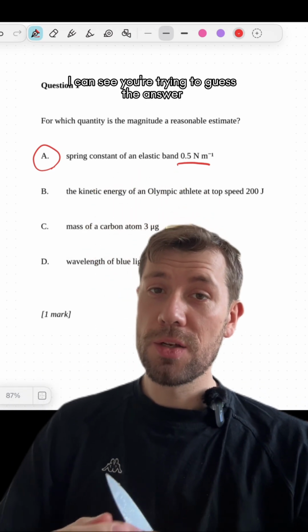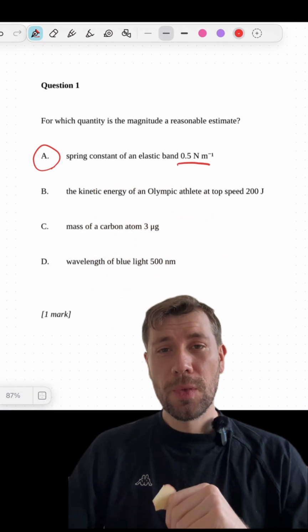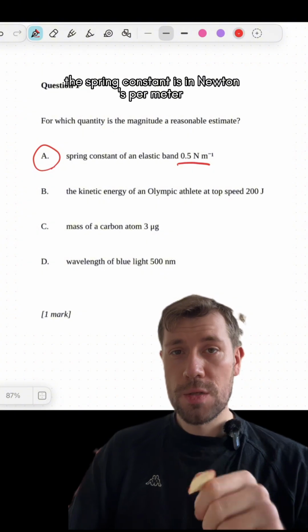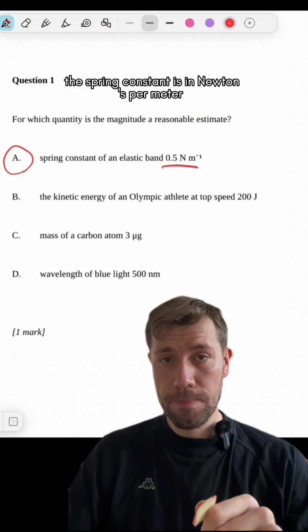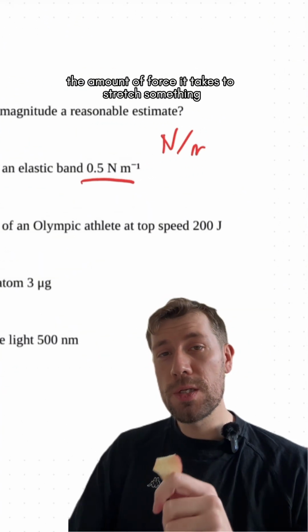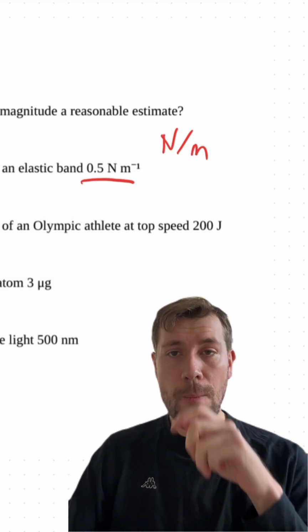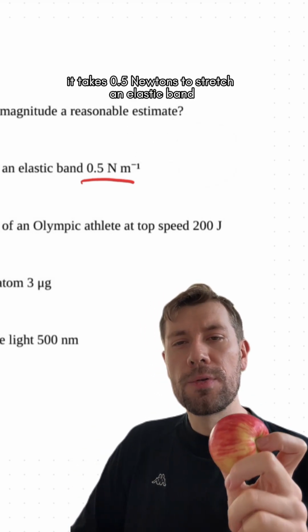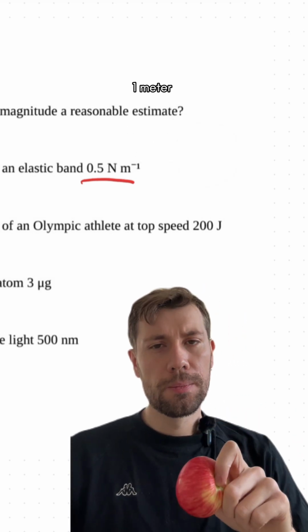Stop. I can see you're trying to guess the answer. We're going to rely on what we already know. The spring constant is in newtons per meter, i.e. the amount of force it takes to stretch something by a certain amount. So it says it takes 0.5 newtons to stretch an elastic band 1 meter.